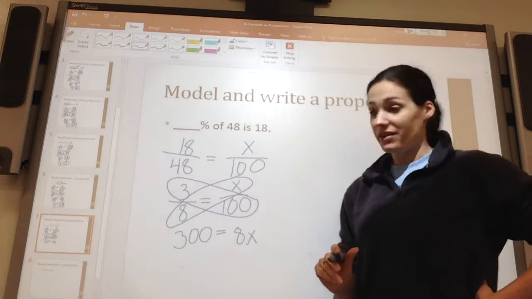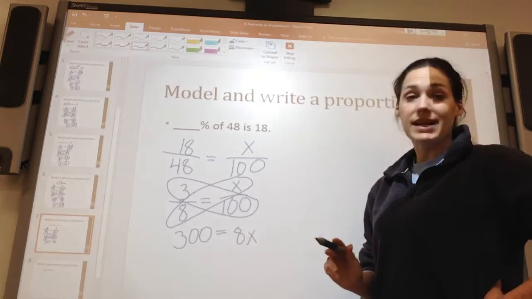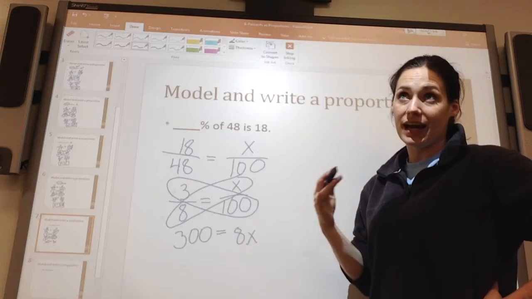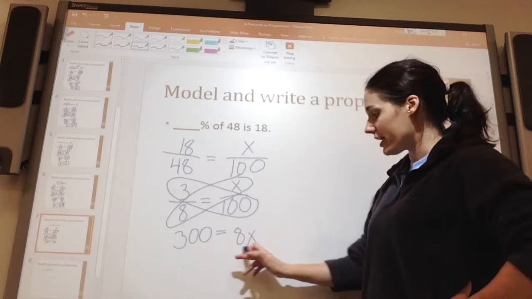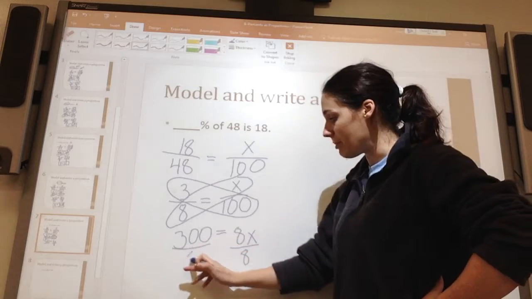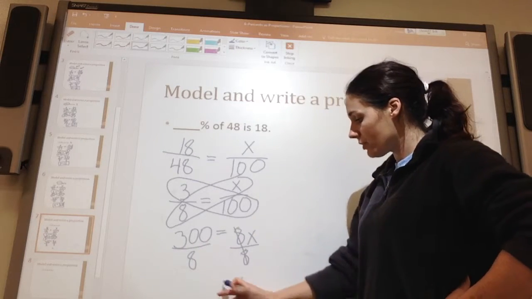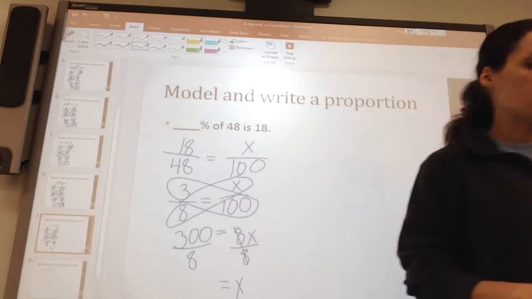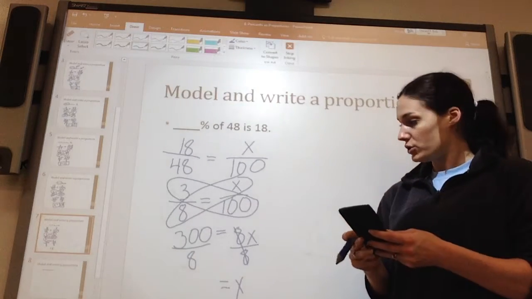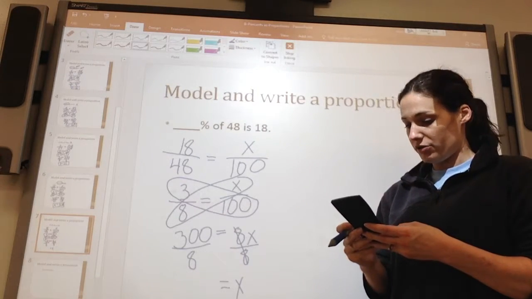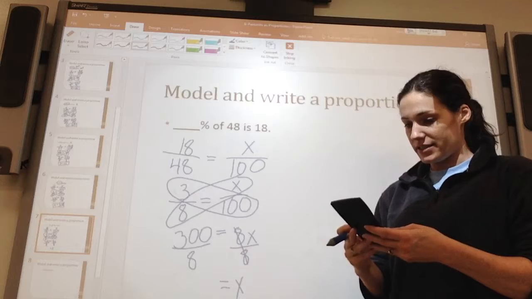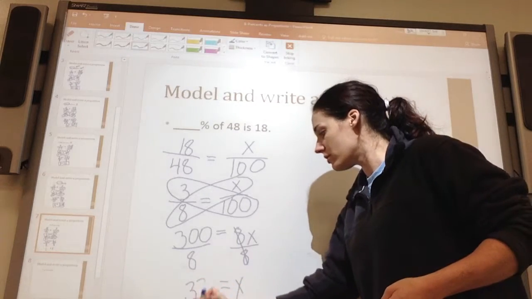No, I don't think this is going to divide. This is not going to divide exactly into a whole number. We are going to get a decimal, so grab your calculators, divide by 8. We're going to get x equals, drum roll please, 300 divided by 8 is 37.5.